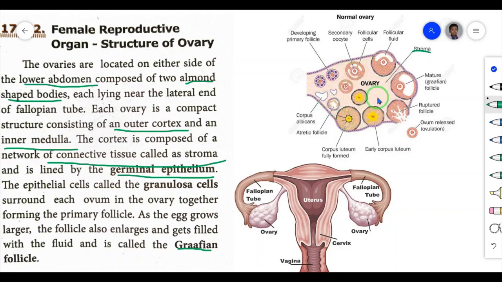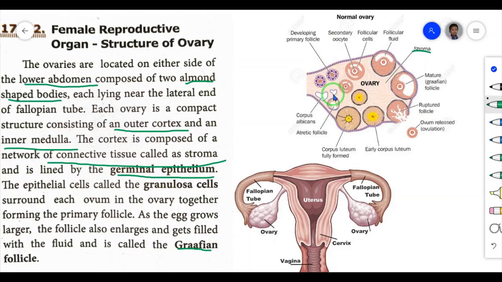In detail we are not going to learn, just a simple small structure we have seen now. Here are two regions, the cortex and the inner medulla. Here this is the ovum, and the developing primary follicle is the ovum surrounded by the germinal epithelium. When the ovum grows larger, a gap is also present. The gap is filled with fluid, known as follicular fluid or Graafian follicle. When the Graafian follicle matures, it ruptures and the ovum is released. Understand, children? So this is the structure of the ovary.